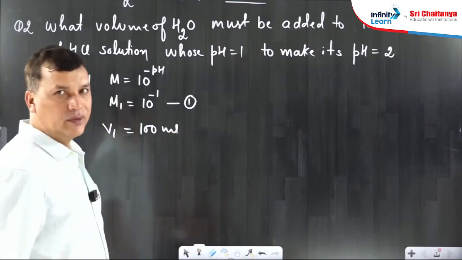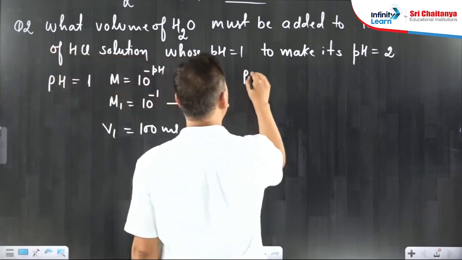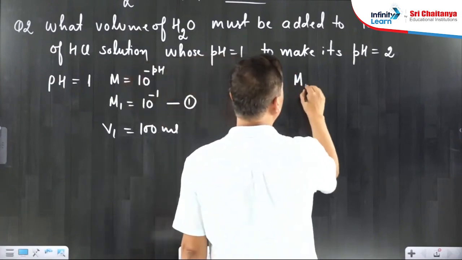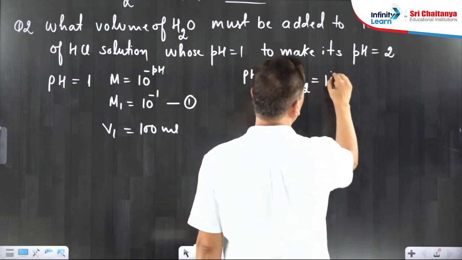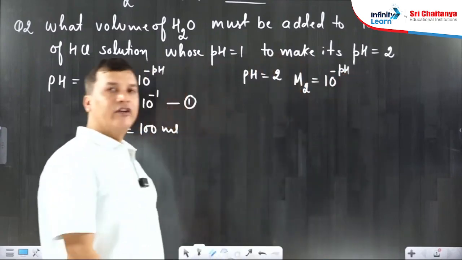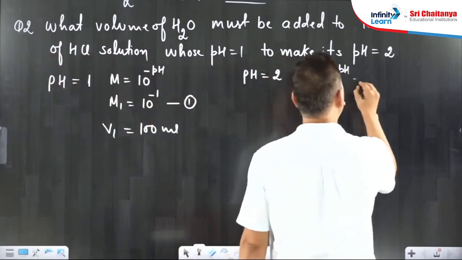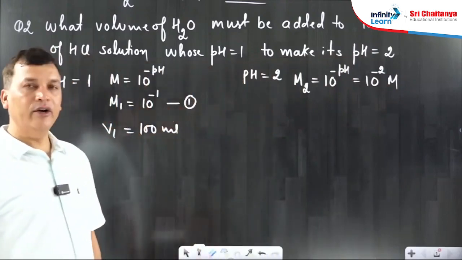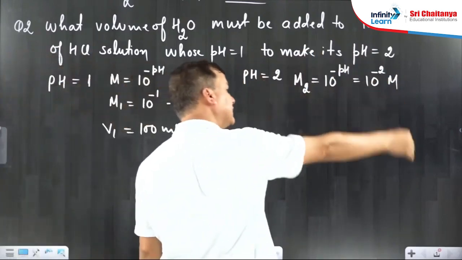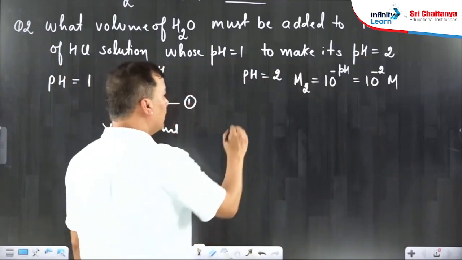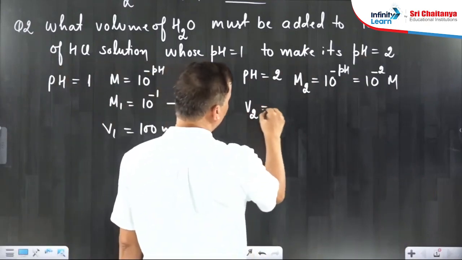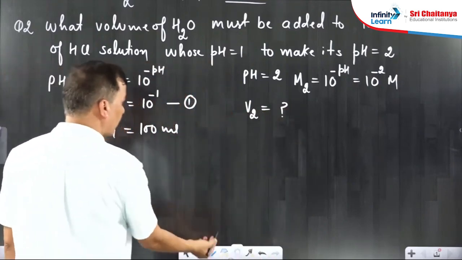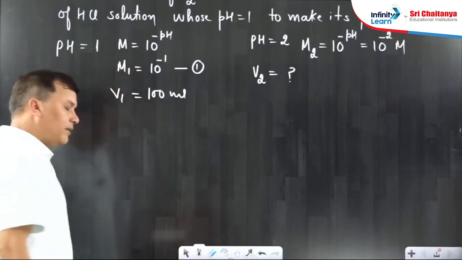Now, dear students, after dilution we want the pH to be 2. What will be M2 after dilution? That is 10 raised to power minus pH, which is 10 raised to power minus 2 molar. Please tell me, is it clear or not? That is M2 after dilution. Now we have to find out V2. What will be V2? Now we have a formula. What formula do we have? Please tell me. Once again, I am telling you.